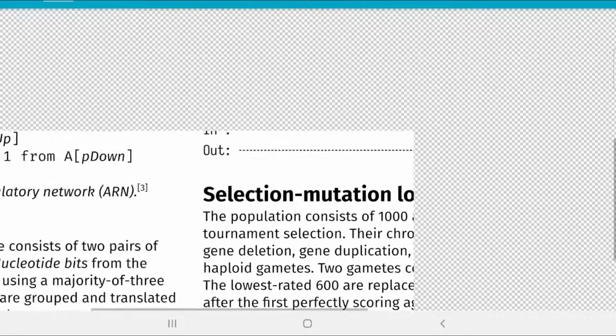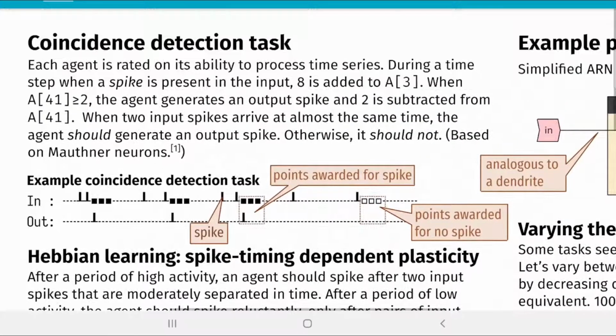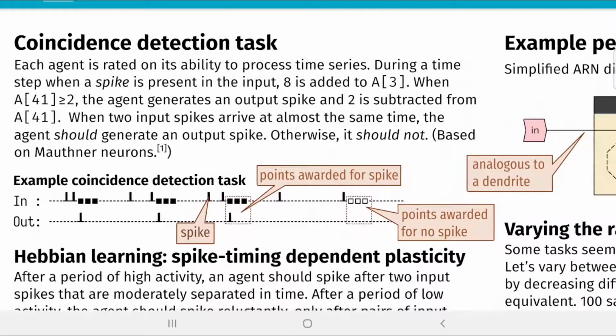In this project, agents are trained on coincidence detection tasks. The input is a discrete time series. Each input spike sends a signal to the agent. When two input spikes arrive at almost the same time, the agent should generate an output spike of its own, otherwise it should generate no output.